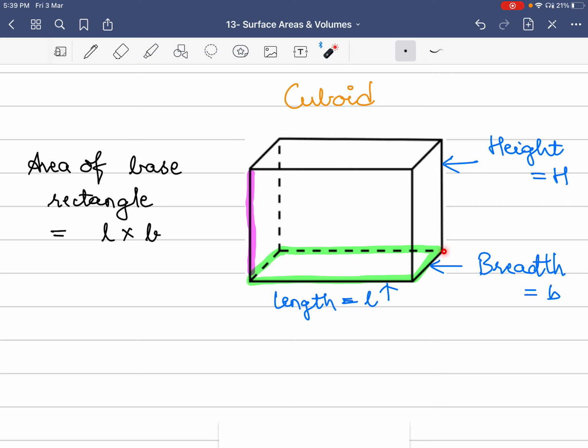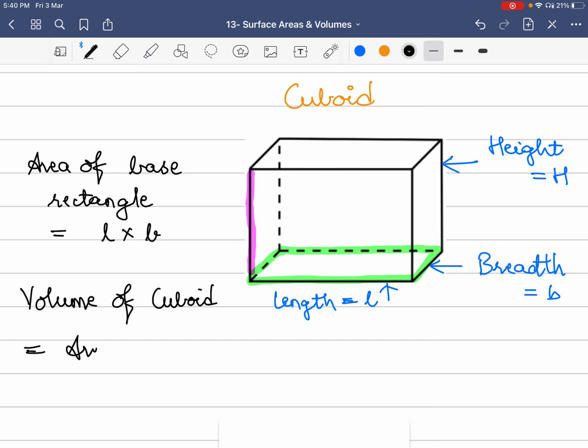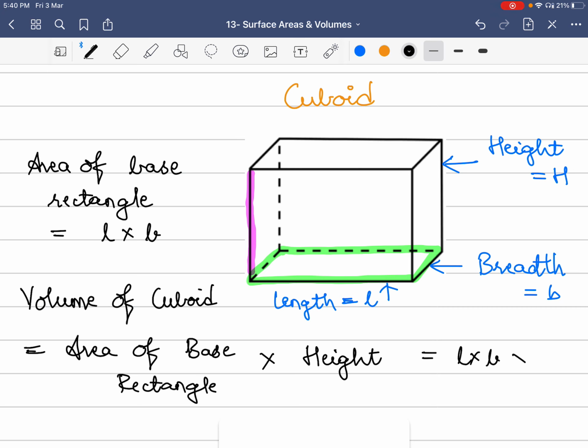You take one piece of rectangle and then you just keep on adding one above the other, one above the other, till you reach this total height h. Okay, so here I'm going to write volume of cuboid will be equal to area of base rectangle into height of the cuboid, and that is going to be equal to L into B into H.